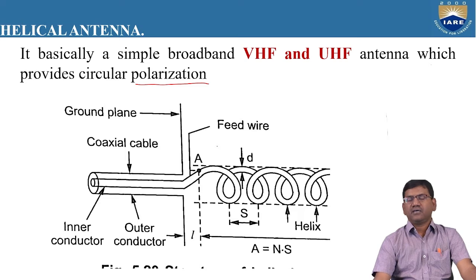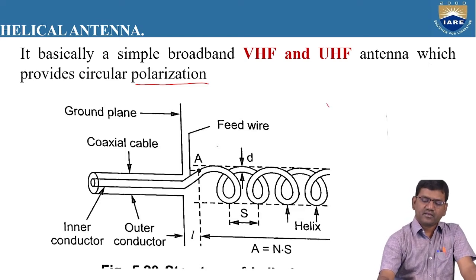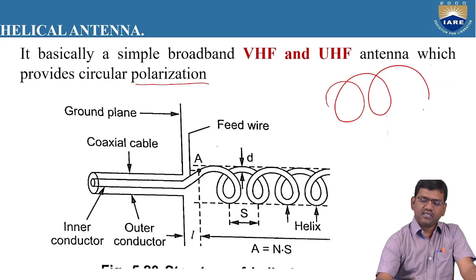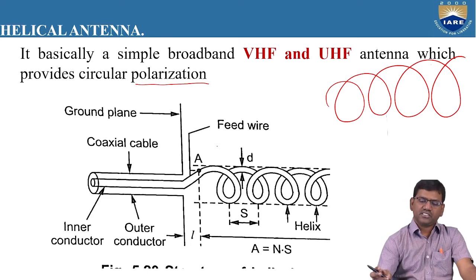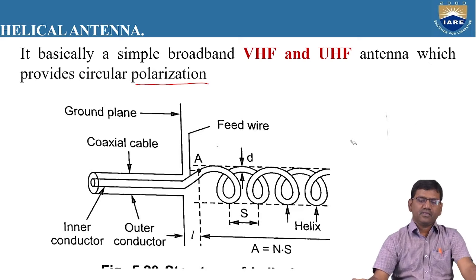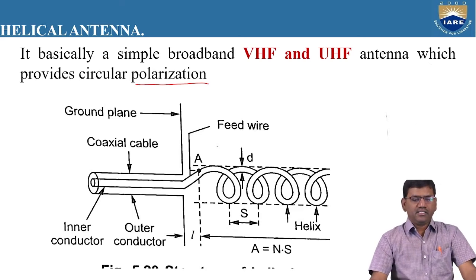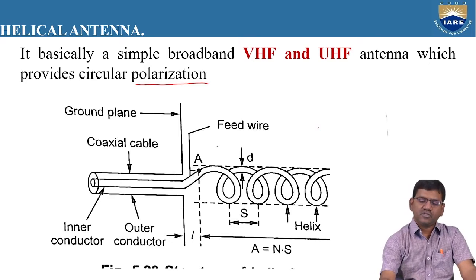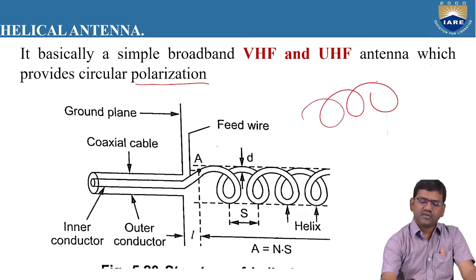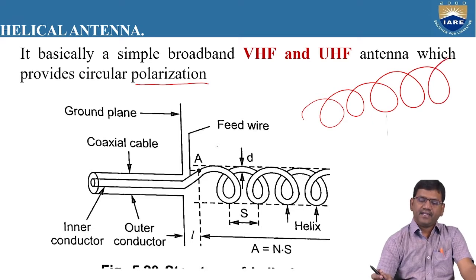If the electromagnetic waves are propagating along one cycle, that is along 360 degrees, then the wave is said to be circularly polarized. Here, this helical antenna performs circular polarization. So the design of the helical antenna is such that it will produce circularly polarized waves.